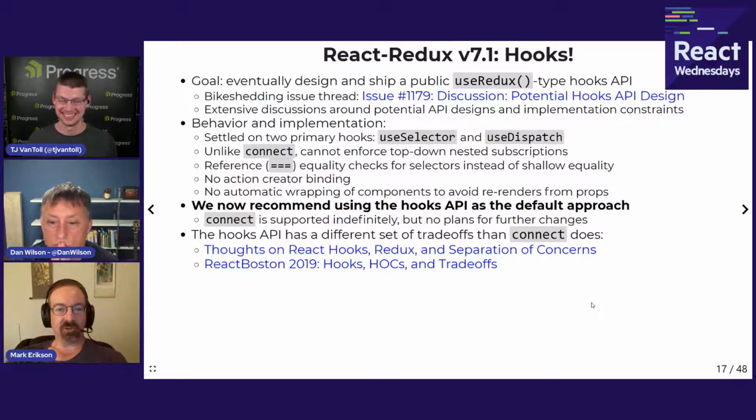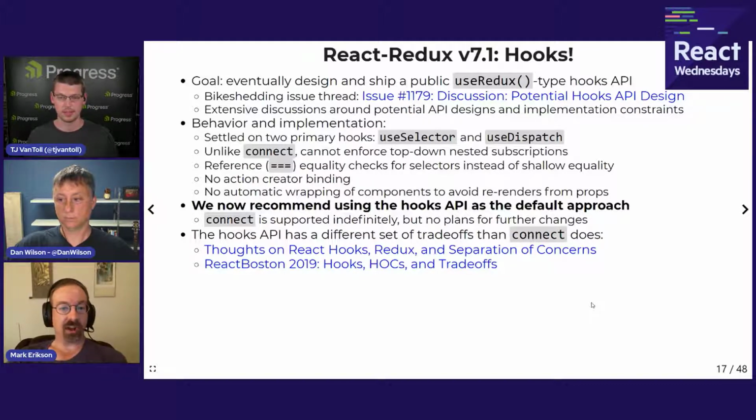And we had to get version 7 out the door first to provide the technical foundation, but then we had to figure out what these hooks were even going to look like. There was a whole series of issue threads and discussions that had hundreds of comments where we debated technical constraints, naming conventions, API designs. And we finally settled on really just two hooks, useSelector and useDispatch. So we put this out in version 7.1 in the summer of 2019.